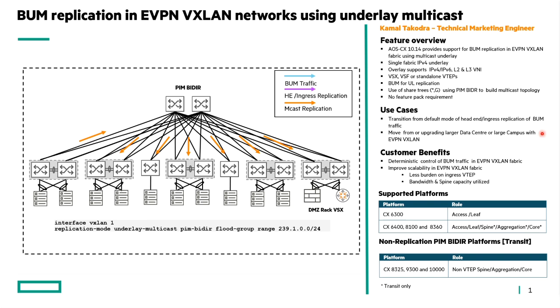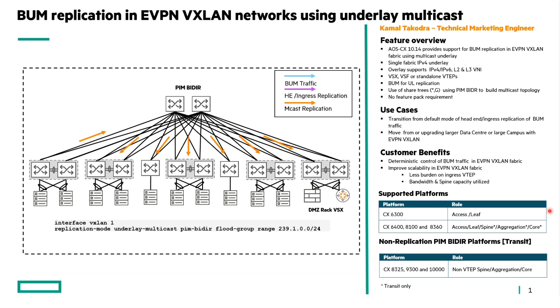The use case here is to move from head-end replication to multicast replication of BUM traffic. This provides efficiencies in EVPN-VXLAN architecture with less burden on the ingress VTEP, with more deterministic control of BUM traffic.